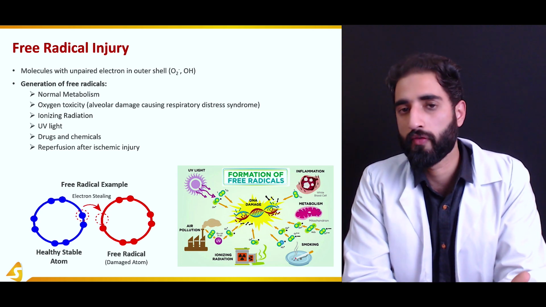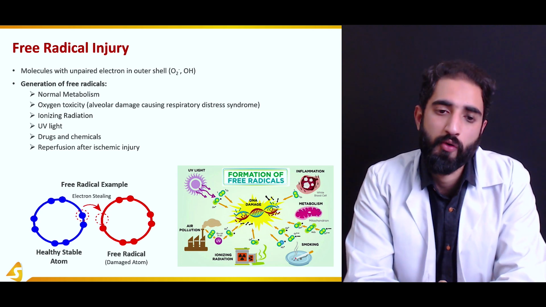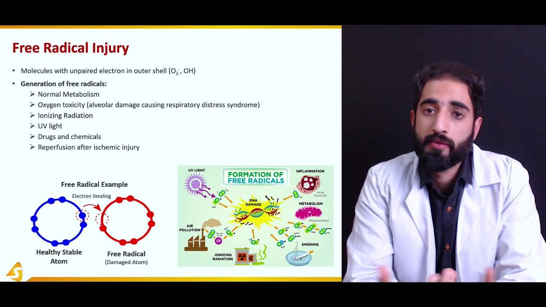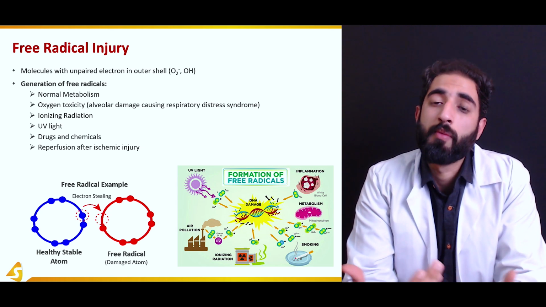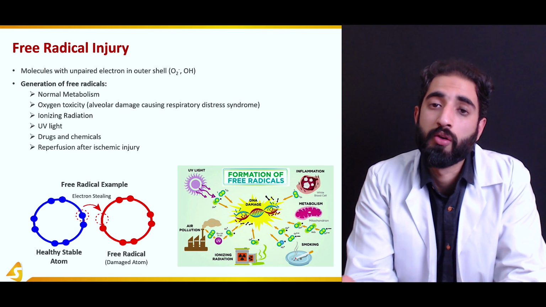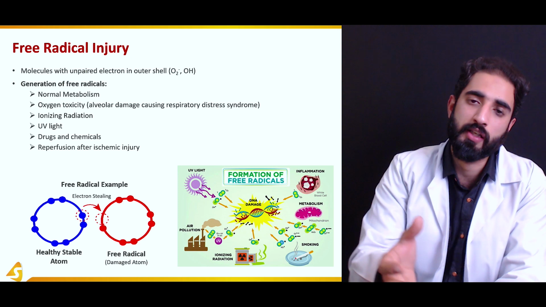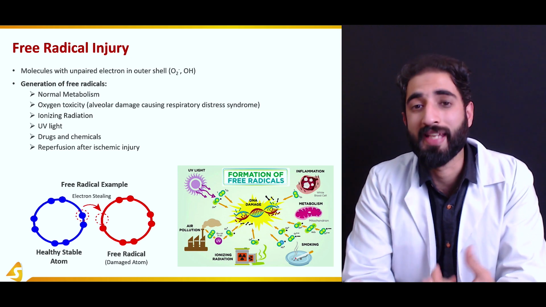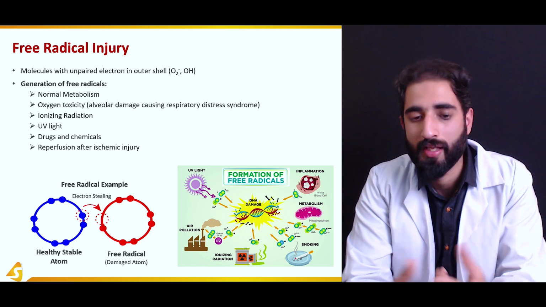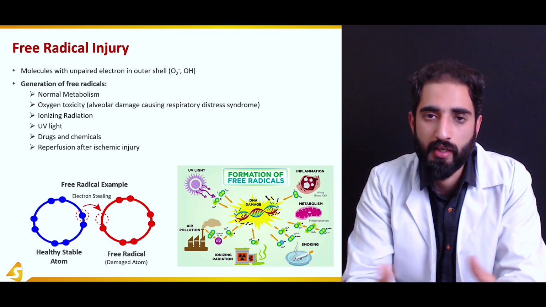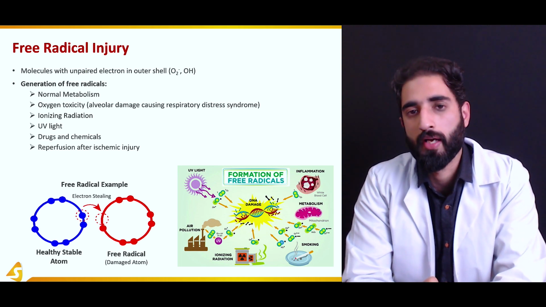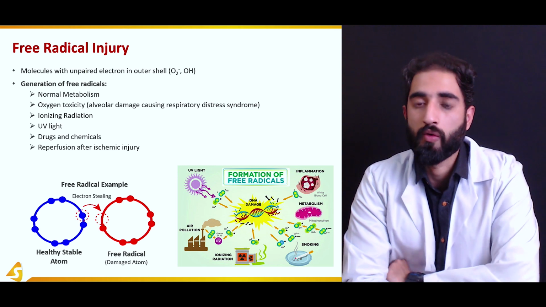So how do these free radicals come into being? There are different reasons for them to form. Sometimes they are even formed as a byproduct or as a product of the normal metabolism. That is also normal, but our body has a protective mechanism to deal with them. So it is normal as well.